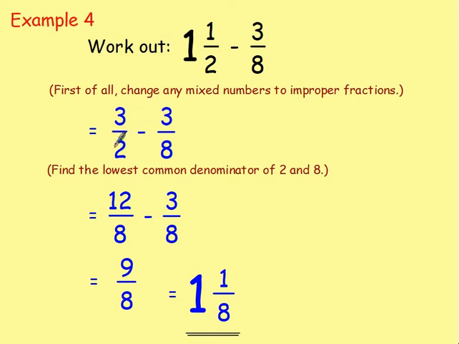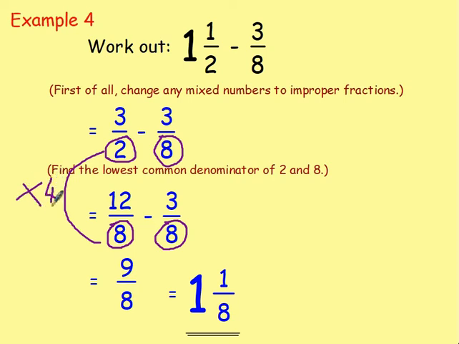After that, you're just doing the same thing. Think about the 2 times table and the 8 times table. If you think about the 2 times table, 2, 4, 6, 8, 10, 12, think about the 8 times table. What's the smallest number that appears in them both? Well, it's actually 8, so you want to change them both into eighths. The 2 to the 8, what do you multiply that by in order to get to 8? Well, it's 2 times 4. So because you're multiplying by 4, you multiply the number at the top by 4 as well. So 3 times 4 is 12.